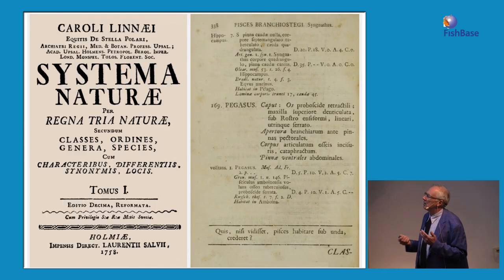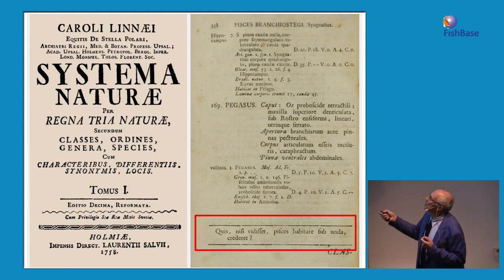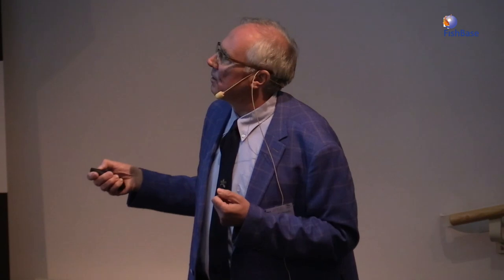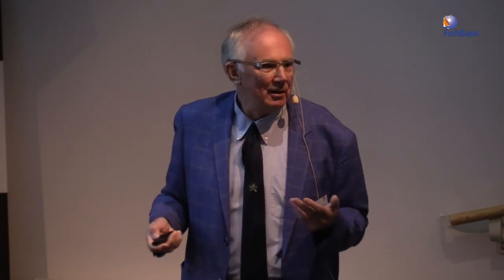So we finally come back to Linnaeus. Before I came here, I thought I'd just read what Linnaeus wrote. And this is the last page of his section on fishes. And I found this comment: "Quis nisi vidisset pisces habitantes sub unda crederet?" Who, unless he had seen fish living underwater, would believe it? I would suggest we say, who, unless he had seen fish living in the deep sea, would believe it.